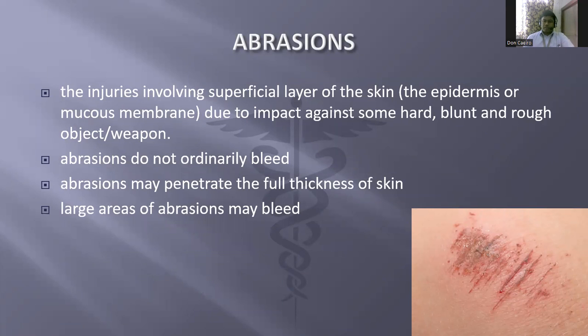Abrasions, the first type of injury that we are going to discuss, is basically the type of injury that involves the superficial layer of the skin, that is the epidermis or the mucous membrane, that is going to tear from the underlying tissues. This is due to the impact against some hard, blunt, or rough object or weapon. Abrasions do not ordinarily bleed. For example, when you scrape or scratch yourself, there is no bleeding, but there is some amount of skin that comes out from the body. That is known as an abrasion.